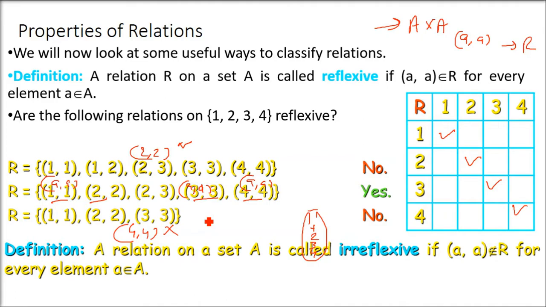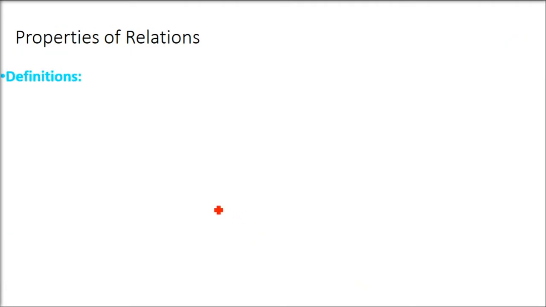Now, what is irreflexive? A relation on a set A is called irreflexive if (A, A) is not there. So you cannot have 1, 1, 2, 2, 3, 3, 4, 4. Okay. (A, A) should not be there. Irreflexive.